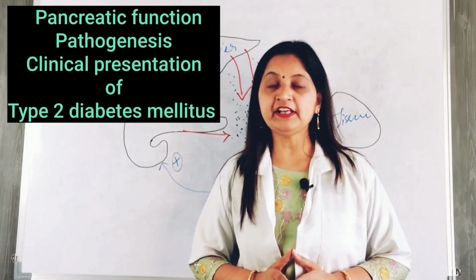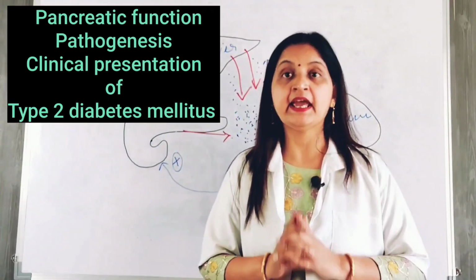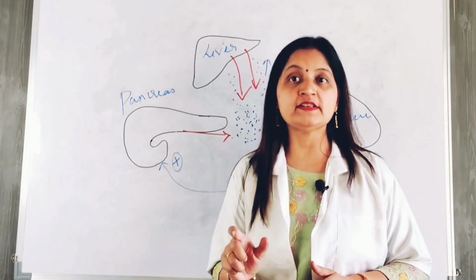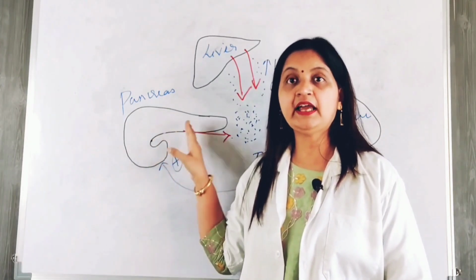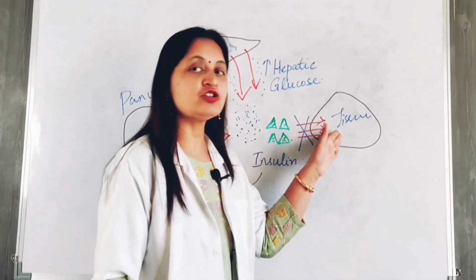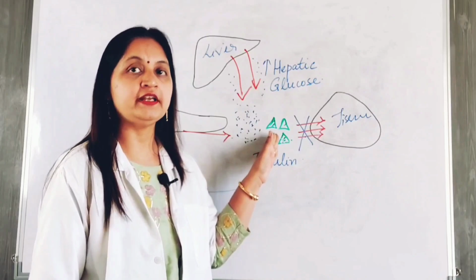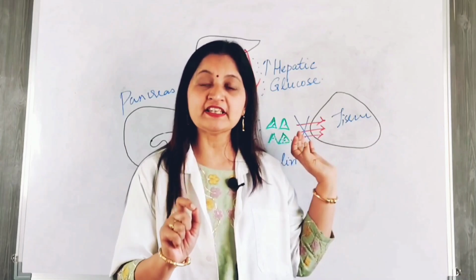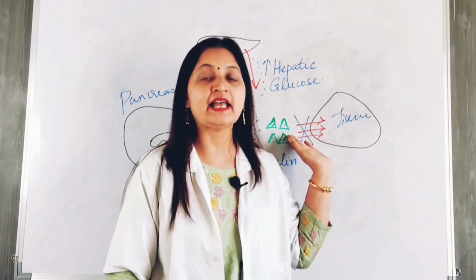Now speaking of the pancreatic function, pathogenesis and clinical presentation of type 2 diabetes mellitus. Unlike type 1 diabetes mellitus, type 2 diabetes mellitus is due to impaired insulin secretion and insulin resistance. As we can see in this figure, insulin is secreted from the pancreatic beta cell, but insulin fails to act on the tissues because the cells of the tissues fail to respond to the actions of insulin because of insulin resistance. So insulin resistance decreases the utilization of glucose by the tissues, causing increased blood glucose level and hyperglycemia.